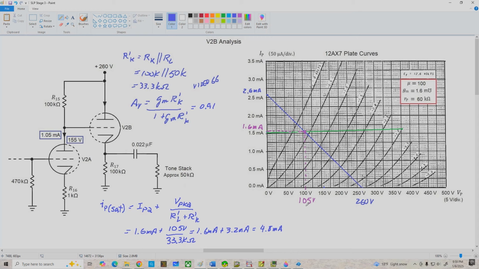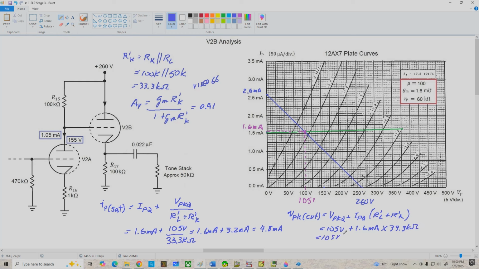Let's just go ahead and find VPK cutoff, and again in the most general form, VPK cutoff is VPKQ plus IPQ times R prime L, that would be our load resistance for the common cathode version, plus R prime K. But again, we only have R prime K, so R prime L is equal to 0, which gives us 105 volts plus 1.6 milliamps times 33.3 K.